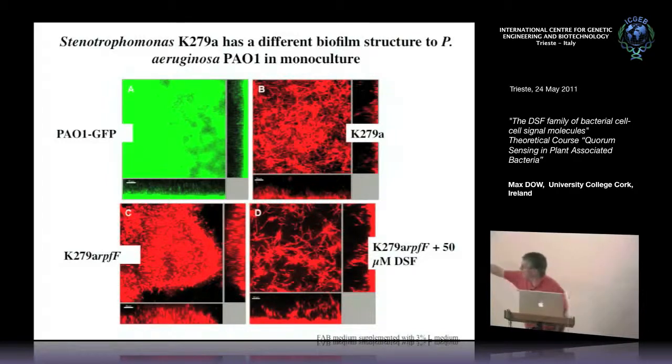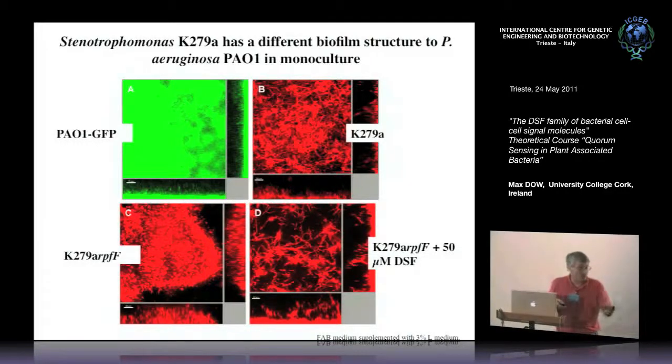If we add DSF back to this strain, we get a phenotype that looks very similar to this. So as with all of these things, if you add DSF exogenously to an rpfF mutant, in many cases we can restore the wild type phenotype, suggesting that this extracellular signal is responsible for these actions.